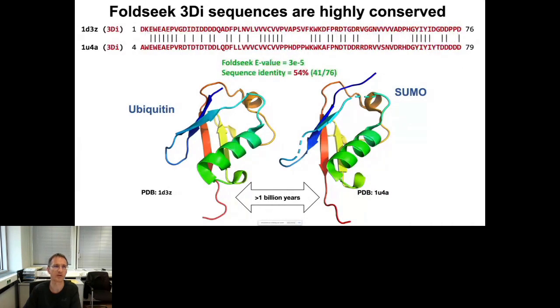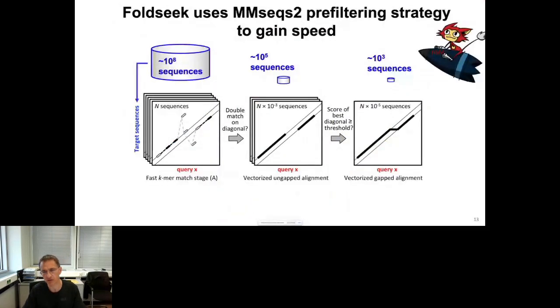This is the Foldseek 3D alignment. Now you see the sequence identity is 54%. So you see that these states are much more highly conserved than the amino acids. Now, how do we gain additional speed? We now have a sequence-sequence comparison method, but we want to, of course, be much faster than standard Smith-Waterman.